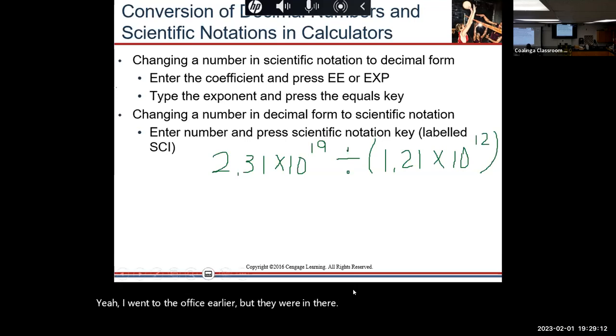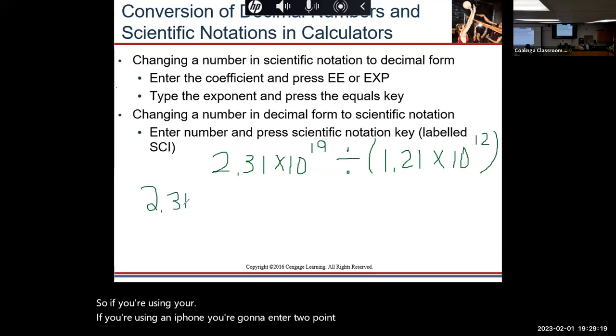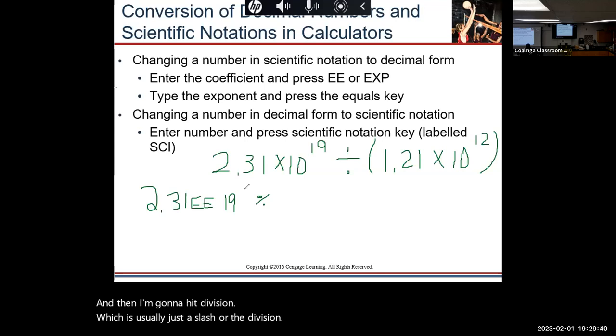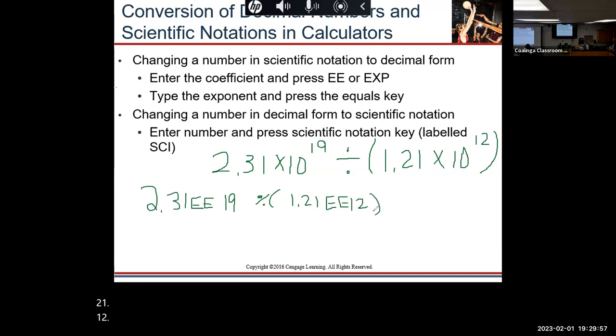Okay, so if you're using an iPhone, you're going to enter 2.31 EE 19. Then you're going to hit division, which is usually just a slash or the division sign. And then we're going to hit parentheses, 1.21 EE 12, close parentheses. Okay.